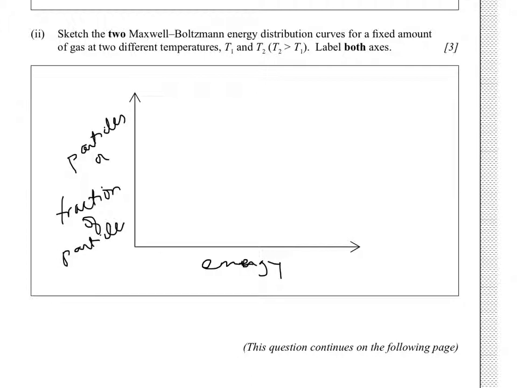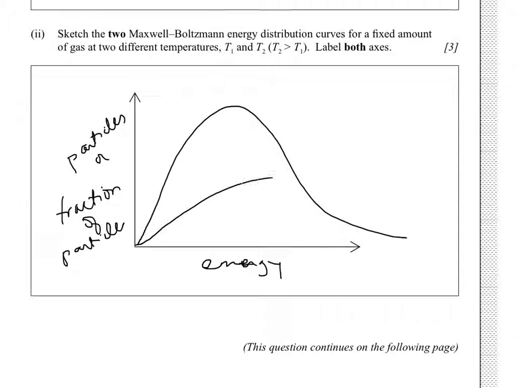Okay, and when it's looking for a curve, they're looking for an asymmetric distribution curve. You need to start at the 0 point, going up and then over. Okay, for the higher temperature one, the area under the curve should actually be the same because it is the same number of particles. Be sure not to touch the axes, but you do have to start at the 0 point. This would be T1, this would be T2.